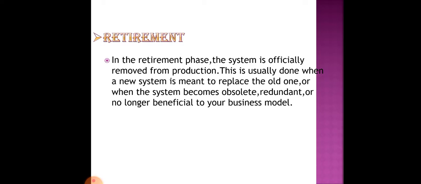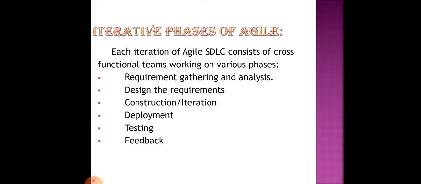The last step is retirement. In the retirement phase, the system is officially removed from production. This is usually done when a new system is meant to replace the old one, or when the system becomes obsolete, redundant, or no longer beneficial to a business model. Each phase of agile comes with the iterative phase.